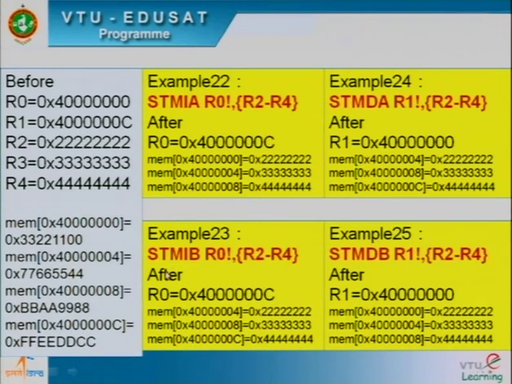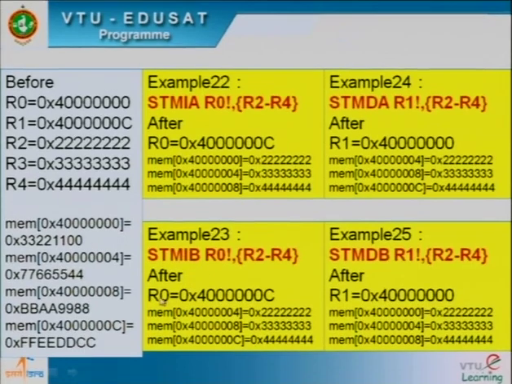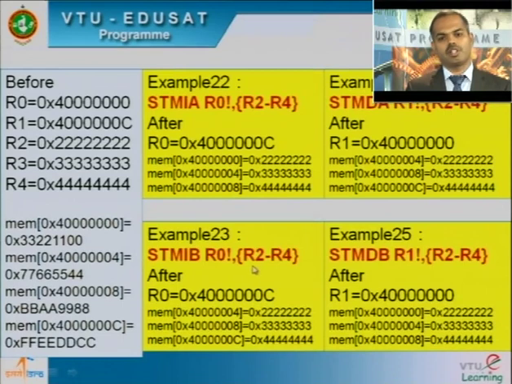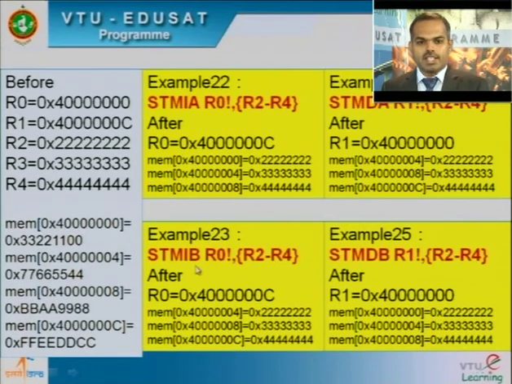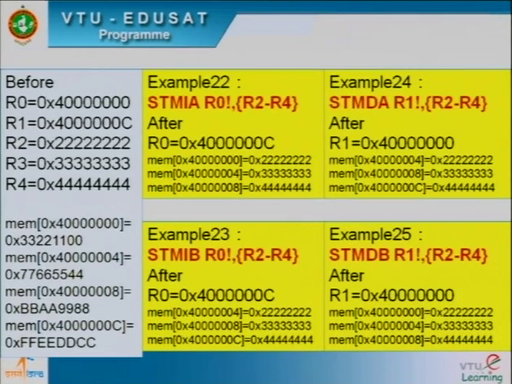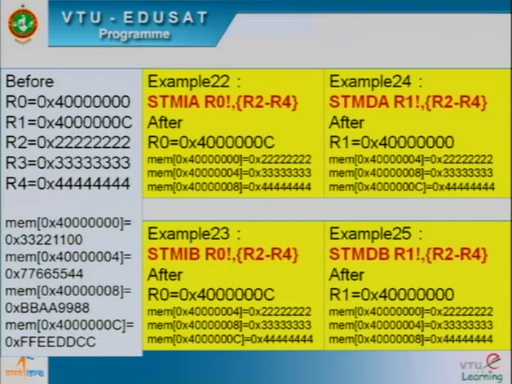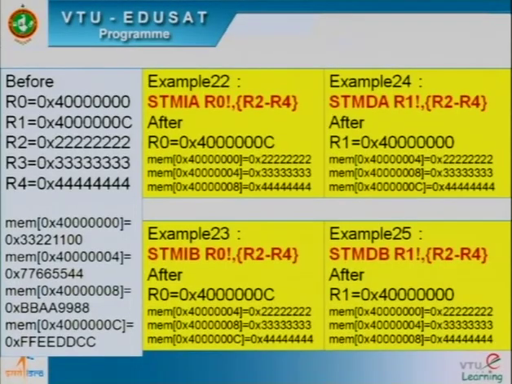So next, example 23, STMIB, which is increment before, R0!, {R2-R4}. After the execution of this instruction, R0 will be 0x4 followed by 6 zeros and C, because it stores 3 values to the memory. Since the instruction is increment before, the R0 value 4 followed by 7 zeros gets incremented first, and then the R2 value goes to that memory location. Then it increments one more time. Whenever I say increment, it is always plus 4 in this case, because it is a word transfer. So the memory address becomes plus 4, and the R3 value goes to that memory location. Again plus 4, and the R4 value gets copied to that memory location.